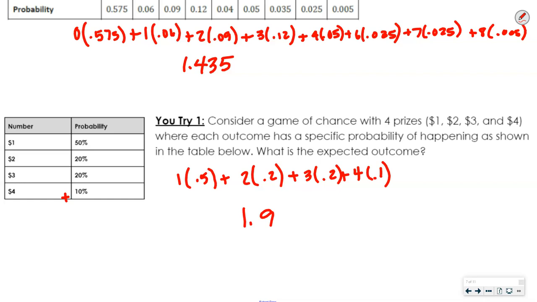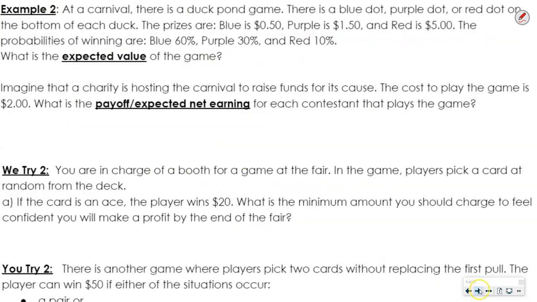So basically, if I'm doing a game of chance with 4 prizes, and those are the probabilities of the prizes, then I'm expected to get $1.90 based on those probabilities of the outcome with those outcomes. Okay. The next one says at a carnival, there's a duck pond. There's a blue dot, purple dot, or red dot on the bottom of each duck. The prizes are blue 50 cent, purple $1.50, and red $5. The probabilities of winning are 60, 30, and 10. Okay? It says, what's the expected value of the game?